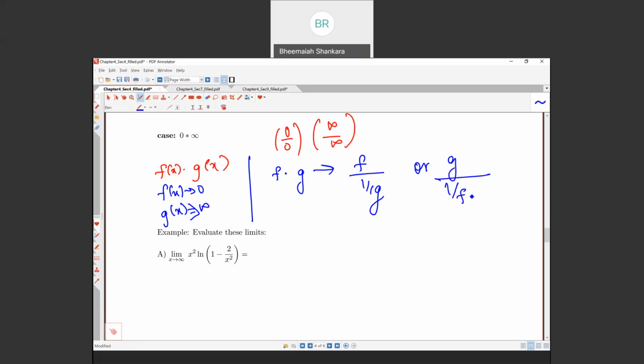So you have g going to infinity. So 1 over g, 1 over infinity will be 0. And so f over 0, which means it's 0 over 0 because f also goes to 0. So all you have is the 0 over 0 form. Or the second one will give you the infinity over infinity form. So this particular case, 0 times infinity, will be reduced to either the 0 over 0 form or the infinity over infinity form. Again, we are familiar with these two from the previous topic.